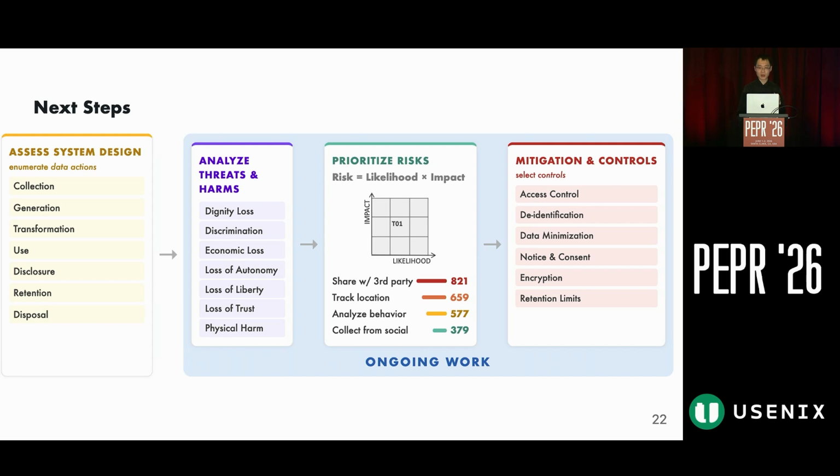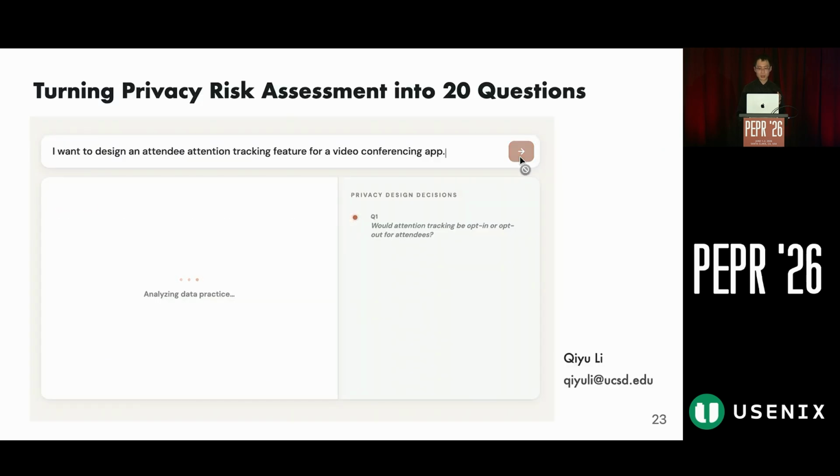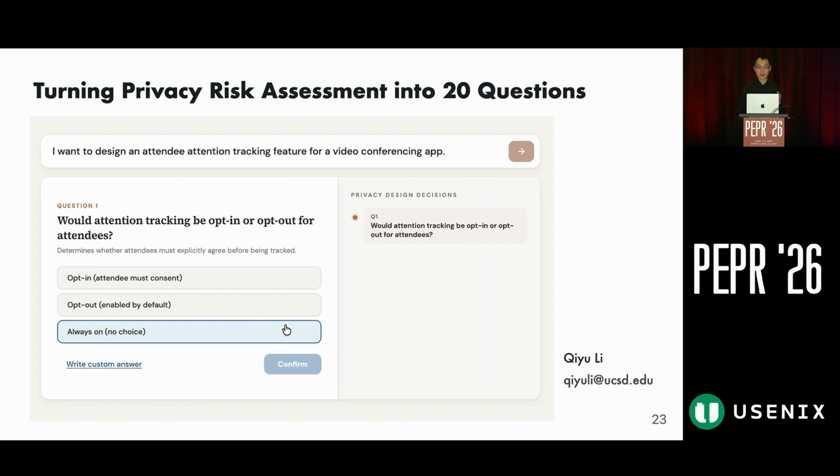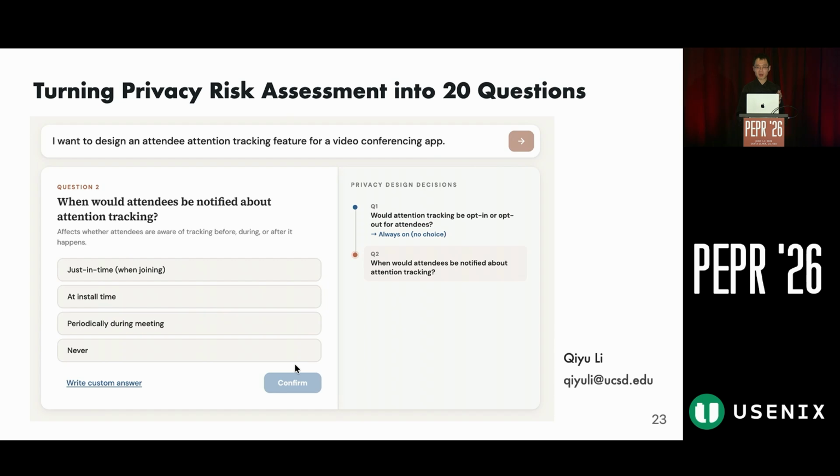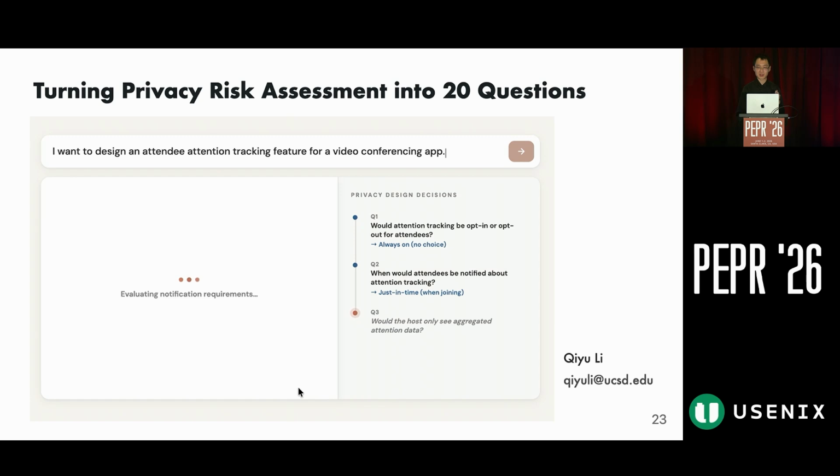So I've been talking mostly about assessing system design so far. Moving forward, I'm going to talk about the next steps. We are currently working on how we can analyze the threats and harms associated with each decision, and how we can prioritize the risks and select the mitigations and controls. This is likely to be my dissertation topic, and I've been working on this problem for about 3 years, and I'm very excited about using AI technology to improve privacy threat modeling.